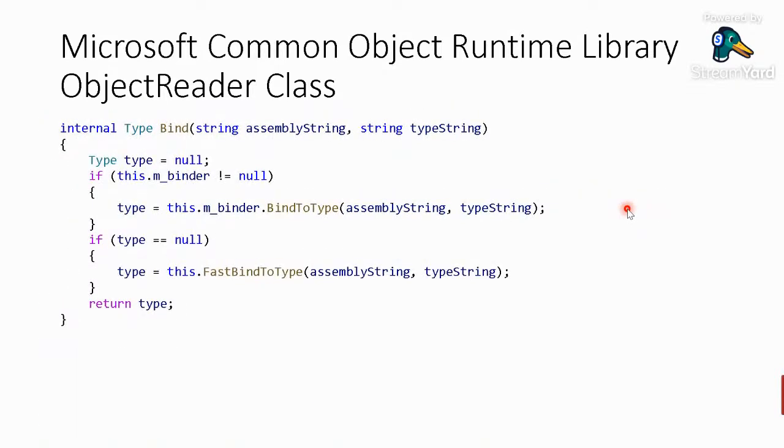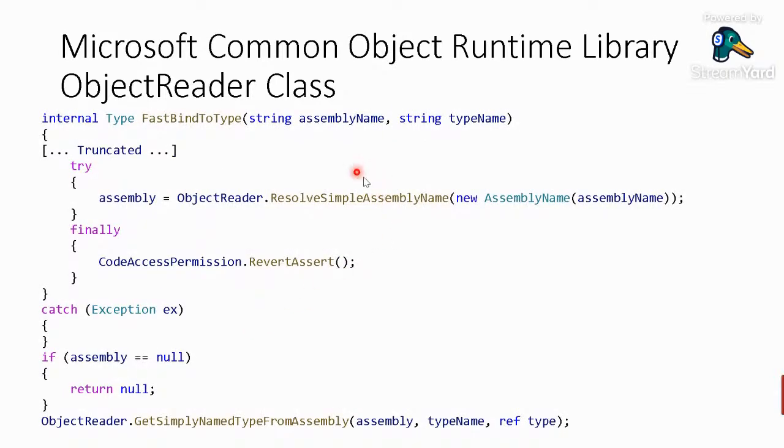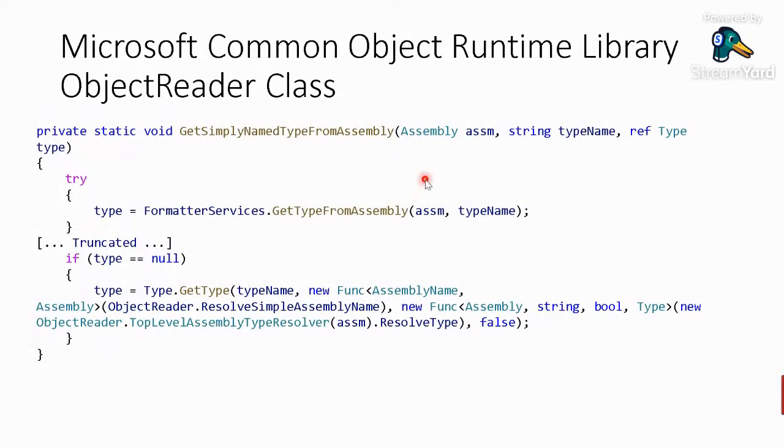So one thing to note is this case, the if type equals null. If our custom serialization binder returns null, what will be called is this function, FastBindToType. This looks like a last ditch attempt to resolve the type somehow. What does it do? It gets the assembly name, resolves it, and then it calls this last function, GetSimplyNamedType. And eventually, I cut some stuff out, but it'll eventually call GetType with our type name.